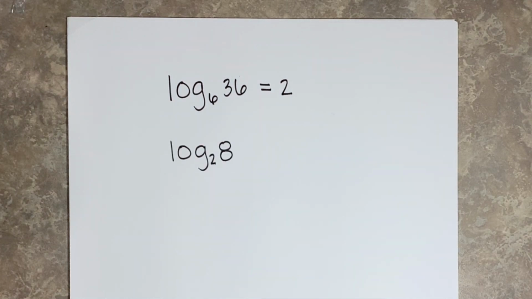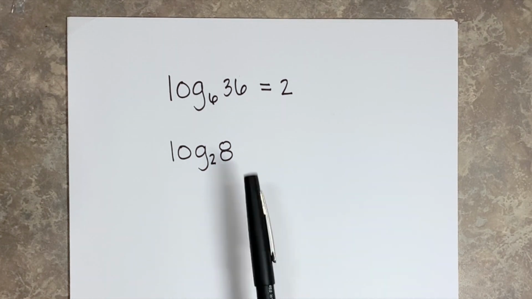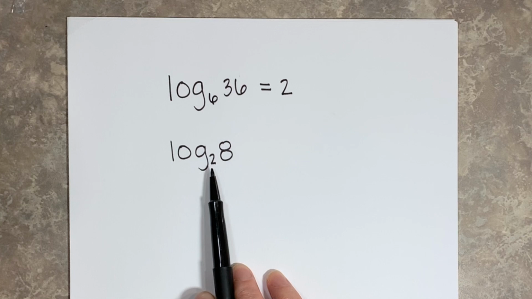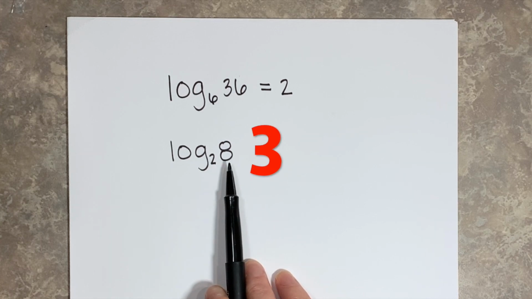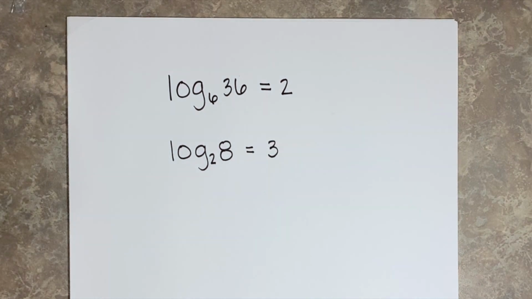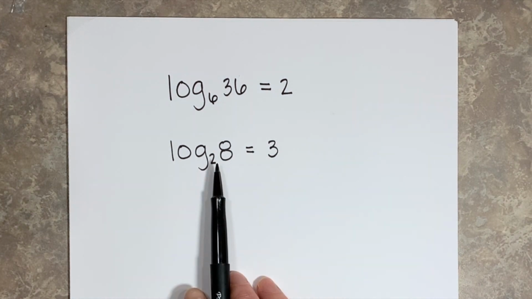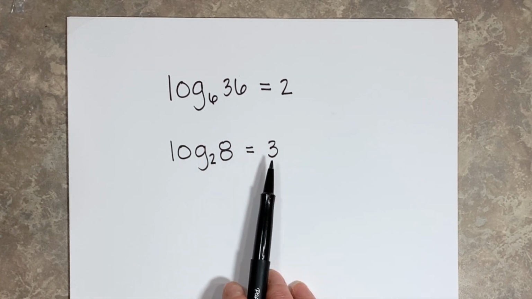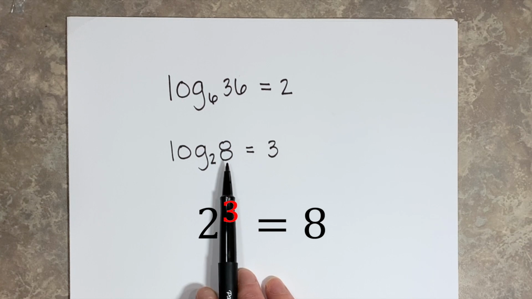Let's try another one. Remember that a logarithm represents an exponent, so if you're asked to find the value of a log, you're really looking for an exponent. What exponent are we looking for here? We're trying to find what exponent we have to put on 2 to get 8. 3. So the value of this logarithm is 3. Again, when you're computing a log, you're finding the exponent, and for this log, we were finding the exponent we needed to put on 2 to get 8. And that exponent is 3 because 2 cubed gives us 8.